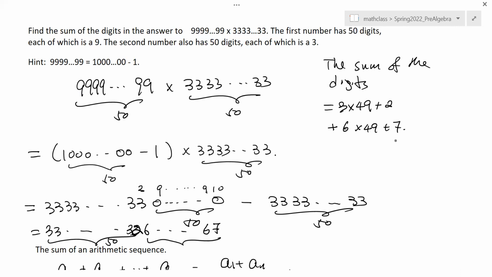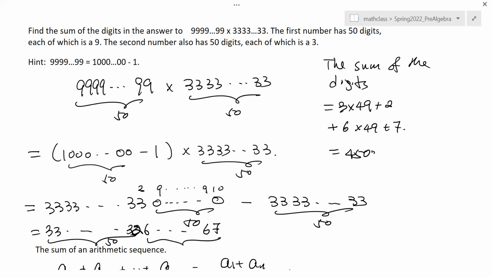Okay, let's do the calculation. All right, so 3 times 49 plus 6 times 49 plus 9. Okay, 400, I think it's 450. Okay. Yeah, 450 is the correct answer.